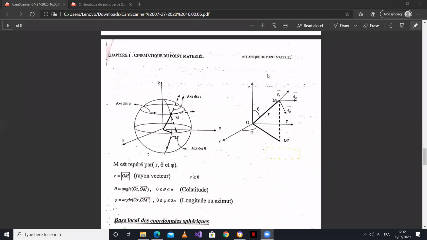What causes the rotation of theta to be different from the other one?